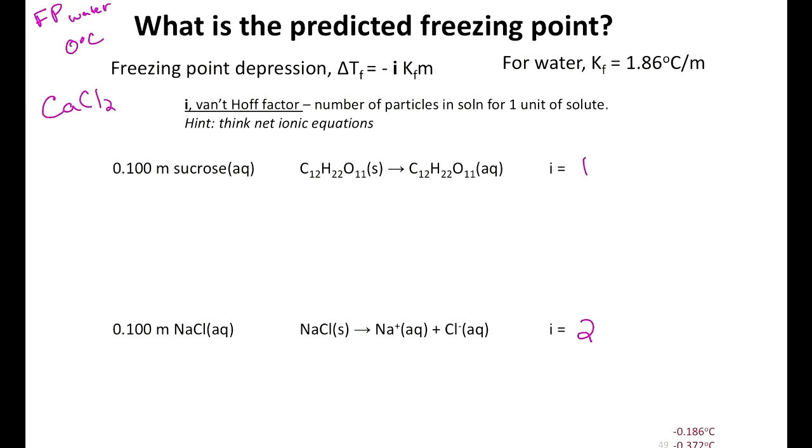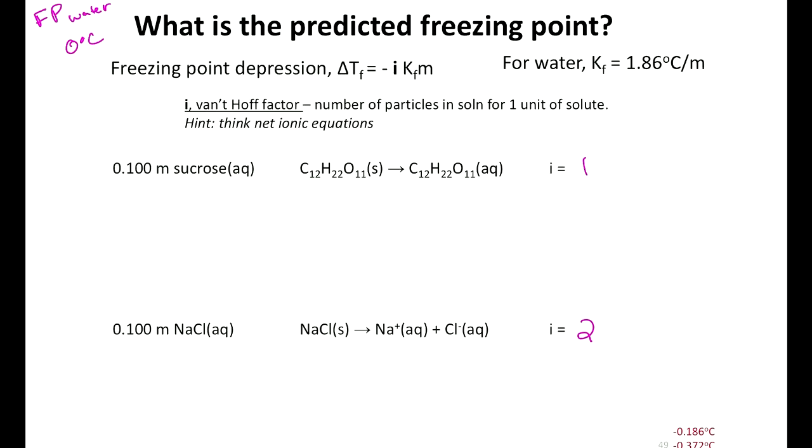What do you think the Van 't Hoff factor for calcium chloride is? 3, yeah, have confidence, yes. When you put calcium chloride in water, you get a calcium 2+, and you get 2 chloride minuses. So that's a Van 't Hoff factor of 3. So just relate it to net ionic equations and how you split up those electrolytes. Okay, so that is i.